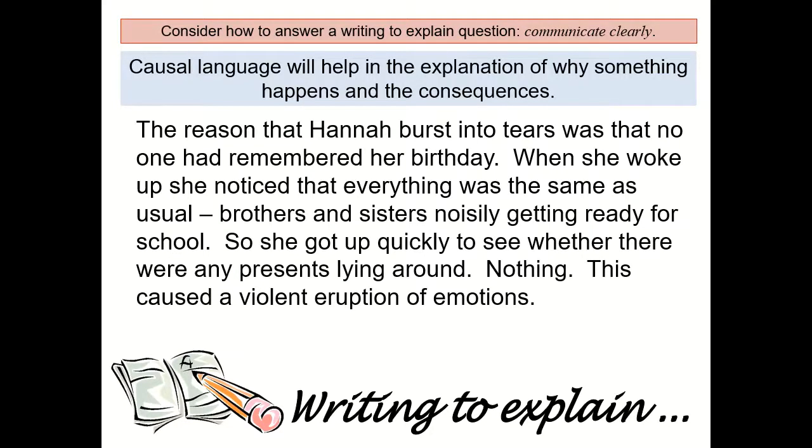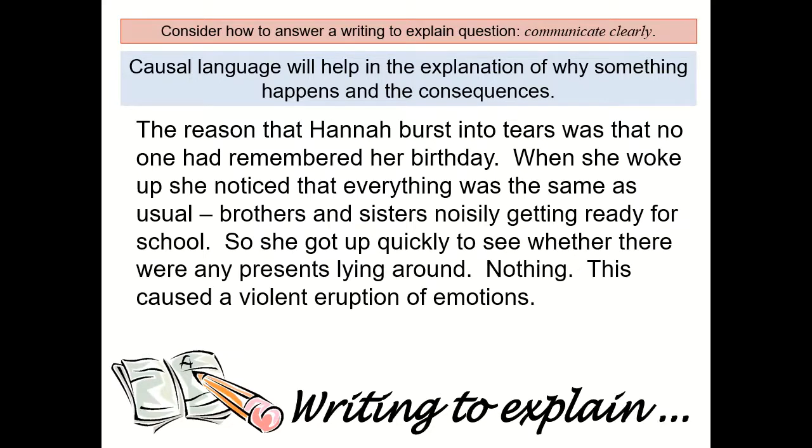So let's have a look at this. This has causal language, which talks about why things happen, the consequences of something. If this, then this. When you do this, this happens. The reason that Hannah burst into tears was that no one had remembered her birthday. When she woke up, she noticed that everything was the same as usual, brothers and sisters noisily getting ready for school. So she got up quickly to see whether there were any presents lying around. Nothing. This caused a violent eruption of emotions.